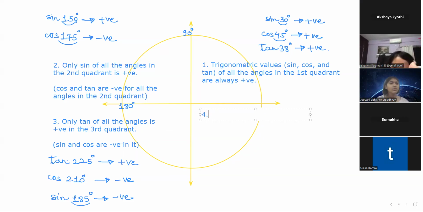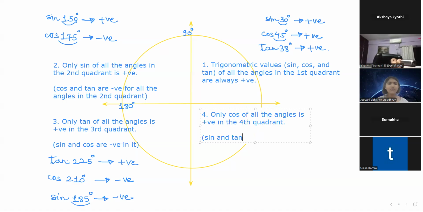So now comes the fourth rule. In this, only cos of all the angles is positive in the fourth quadrant. Right? So here sine and tan are negative in it. Right? So I'll give you some examples.